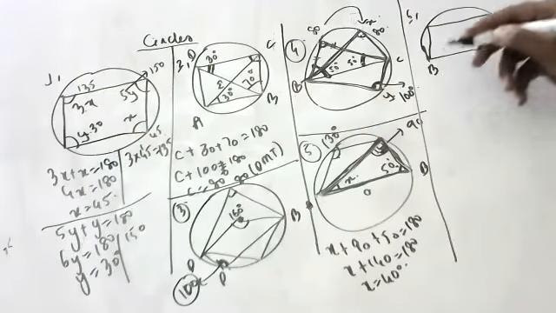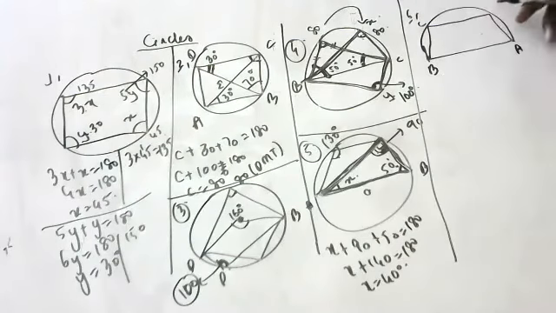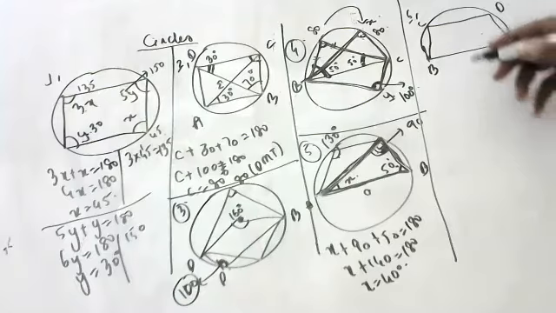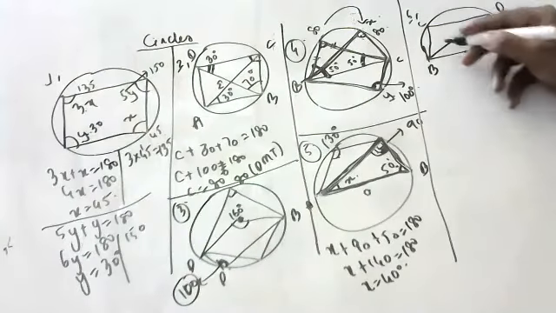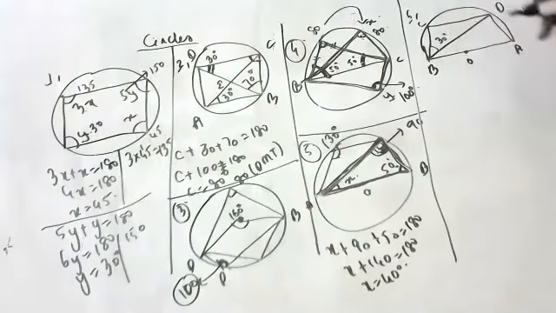A, B, C, D. Shanmukh, are you there? Shanmukh? Okay. Neeraj, are you there? Neeraj.